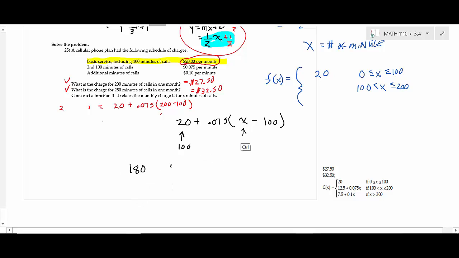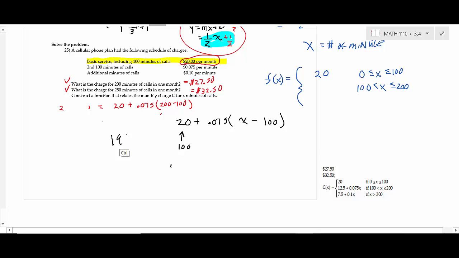Well, if you did that, that would be 180 minus 100, so that would be 80. Isn't that what you want it to do? Yeah. Is the extra 80 minutes times 0.075, okay? Let's try it one more time. You got to convince yourself. If you're a computer programmer, you got to figure out equations all the time.